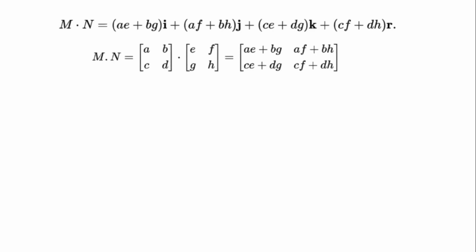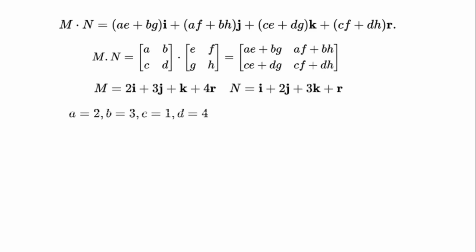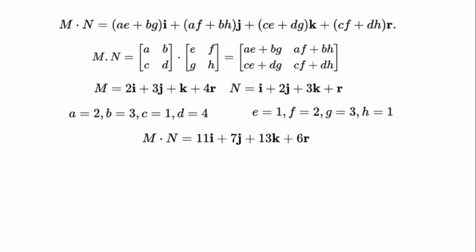Let's try an example. M equals 2 times I plus 3 times j plus 1 times k plus 4 times r. N equals 1 times I plus 2 times j plus 3 times k plus 1 times r. So a equals 2, b equals 3, c equals 1, d equals 4, and e equals 1, f equals 2, g equals 3, h equals 1. Compute. Thus, M times N equals 11 times I plus 7 times j plus 13 times k plus 6 times r. Let's verify with matrices.